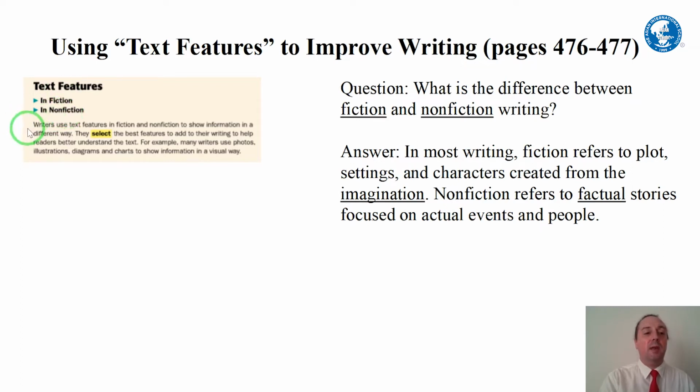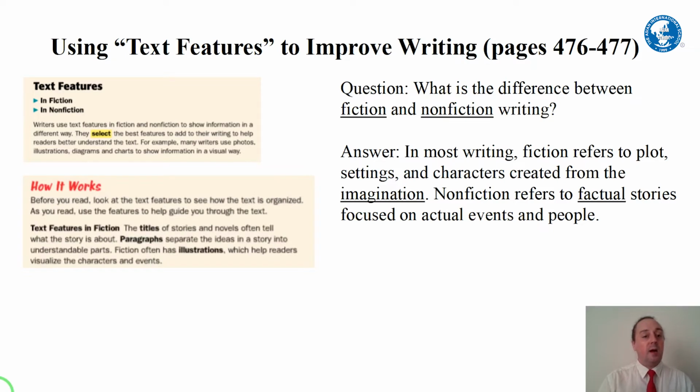So text features, what are they? Writers use text features in fiction and nonfiction to show information in a different way. They select the best features to add to the writing to help readers better understand the text. For example, many writers use photos, illustrations, diagrams, and charts to show information in a visual way. That's one kind of text feature. So how does it work? So before you read, we look at the text features to see how the text is organized. And then as you read, you use the features to help you guide through the text. Okay, we will practice this today.